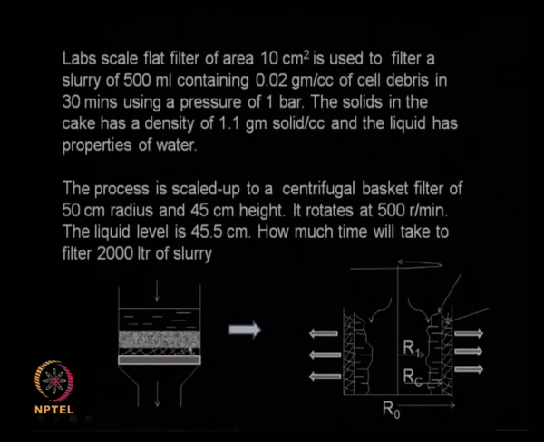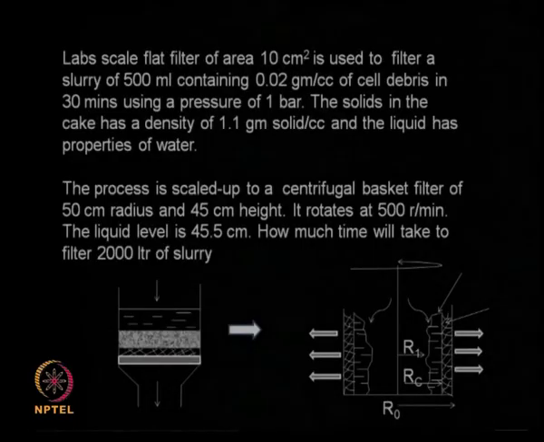Now the solids in the cake have a density of 1.1 gram solid per cc, and the liquid has the properties of water. You collect data in the lab generally using a simple flat filter, like a Buchner funnel, and then put in a filter cloth or a filter paper, and then you achieve this filtration. Now you want to scale it up to a large scale, so you do not like to do the same operation, you would like to use a centrifuge, that means a centrifugal basket filter.